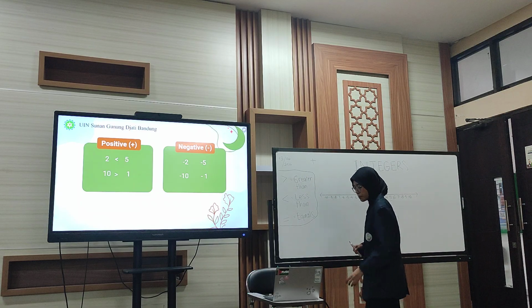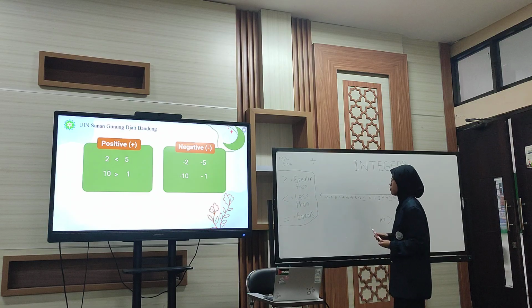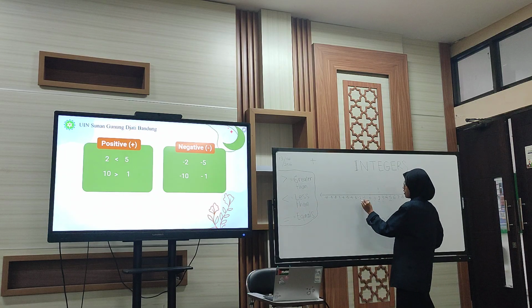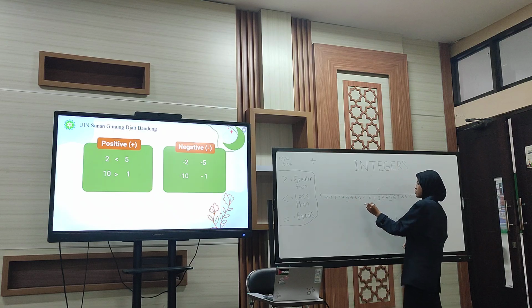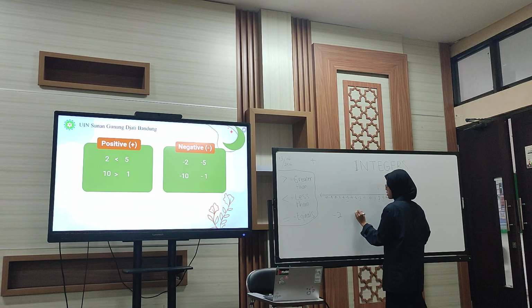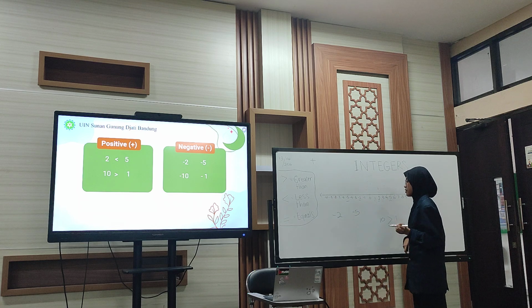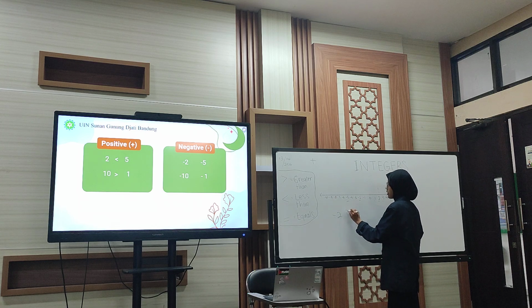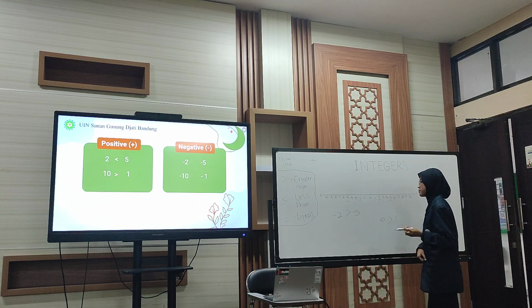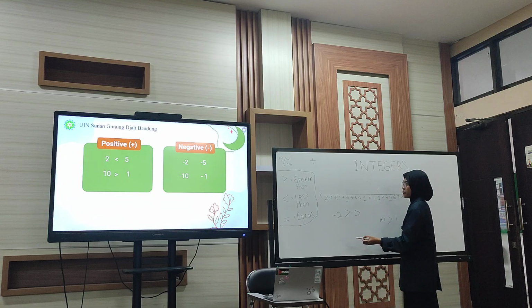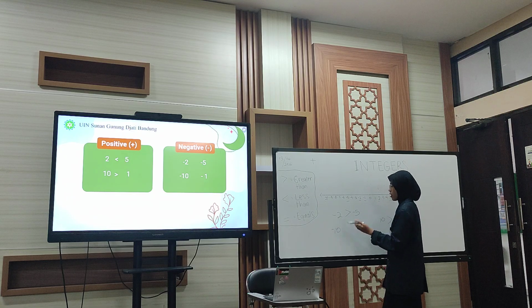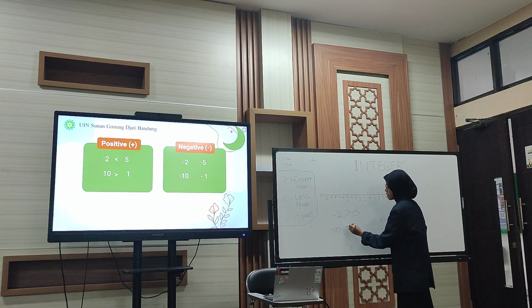And now we're going to the negative question. We have negative 2 here and we have negative 5. Negative 2 is on the right side of negative 5, which means negative 2 is greater than negative 5. And for negative 10, we have negative 10 here and negative 1 here. Negative 10 is on the left side of negative 1, which means negative 10 is less than negative 1.